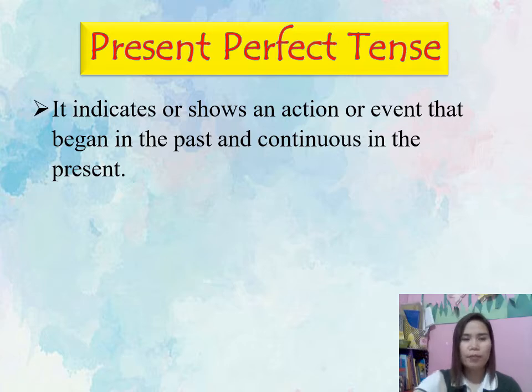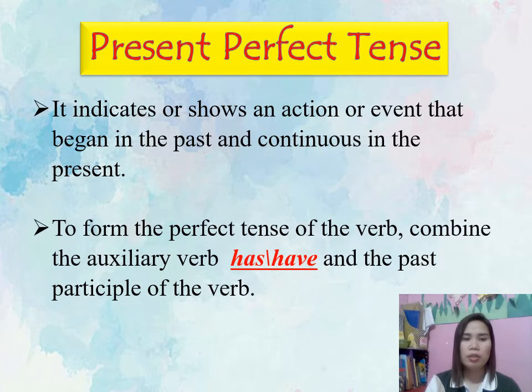The structure: to form the perfect tense of the verb, combine the auxiliary verb has or have and the past participle of the verb. You have to use has for a singular subject and have for a plural subject, and you add the past participle of the verb, or the V3. That is present perfect tense.